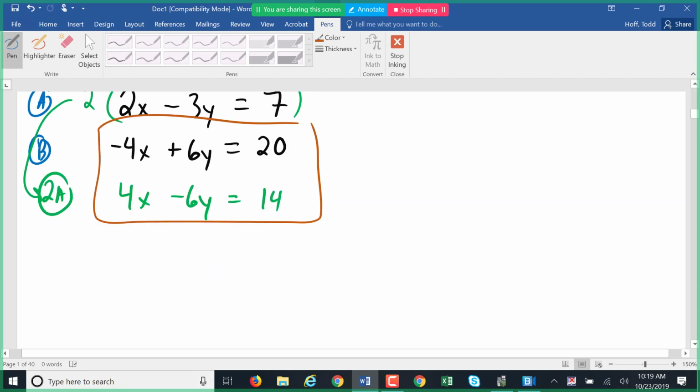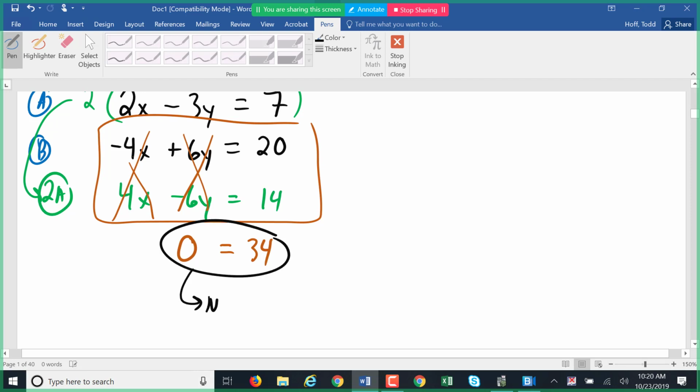However, when I go to do my addition here, negative 4x and positive 4x cancels out, but so does positive 6y and negative 6y, leaving me with 0 on the left side. On the right side, 20 plus 14 is 34. 0 does not equal 34. That is never true. What that means is that this system of equations has no solutions.